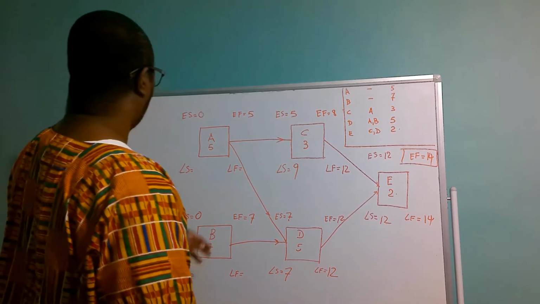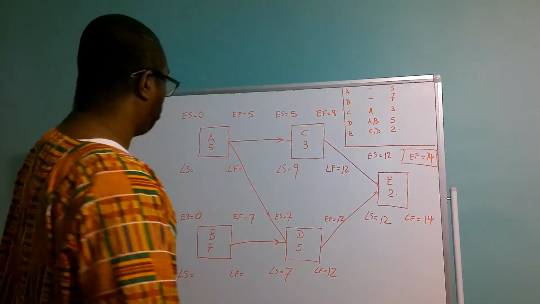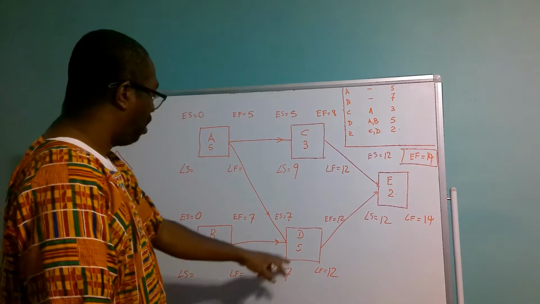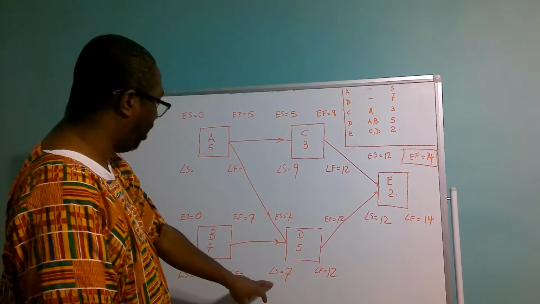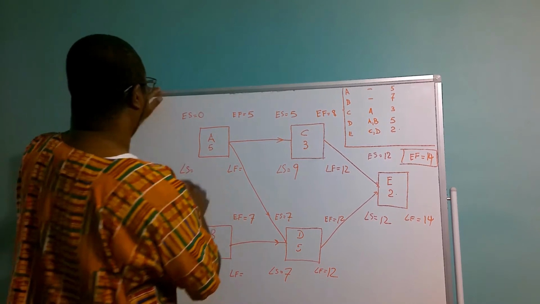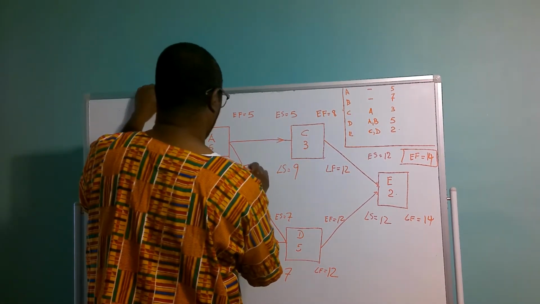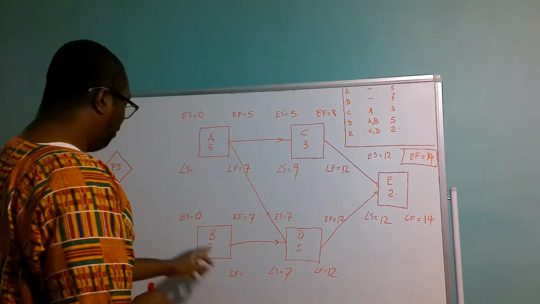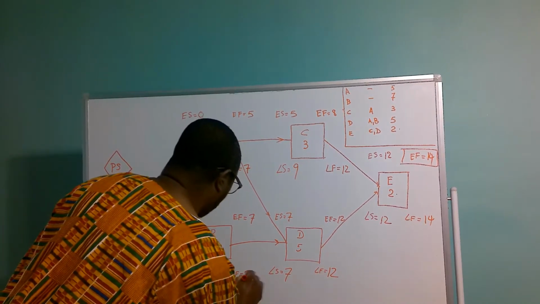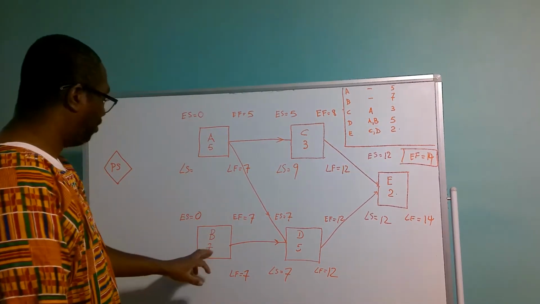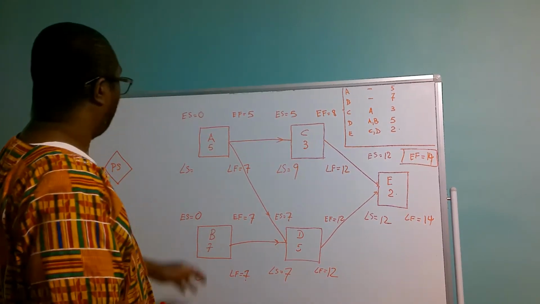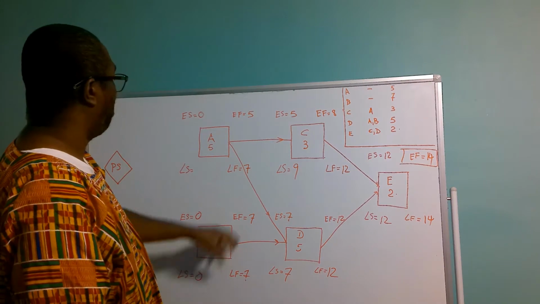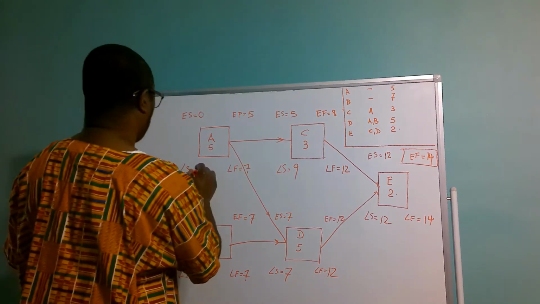So we come to activity A and B now. So remember now, D comes out of activity A and B. So the late start of D is going to be the late finish of A, which is 7 days right here. And the late finish of B, which is going to be 7 days right here. So we're going to have 7 from 7, which is 0. And we're going to have 5 from 7, which is 2.